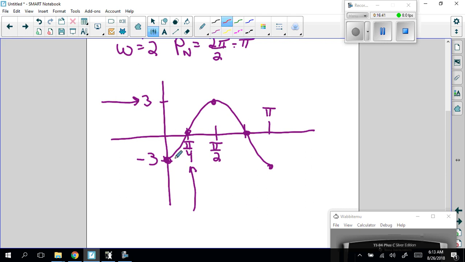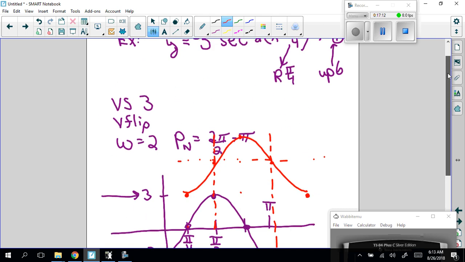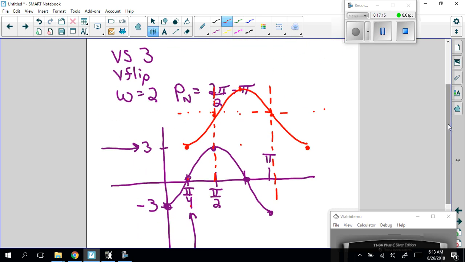So, in red, you go 1 tick right, 2 ticks up. 1 tick right, 2 ticks up. Get the pattern. Boom. Now you got to remember where your zeros were, because those are the new asymptotes. So the final graph looks like this.